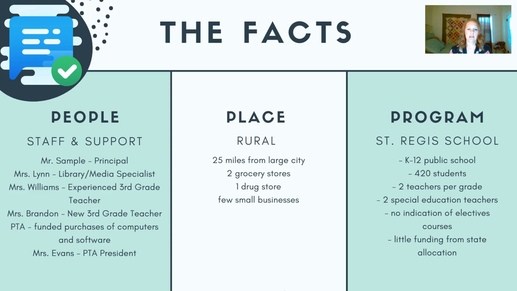Now this happened in a rural area. It's about 25 miles from the next largest city. They only have 2 grocery stores, 1 drugstore, and a few small businesses. So our program is St. Regis School. They offer K through 8 grades, about 420 students, 2 teachers per grade, 2 special education teachers. There was no indication of elective courses or counseling, but we do know that there is little funding from state allocation, which is going to affect their budgets and how they are able to spend their money on supplemental items.